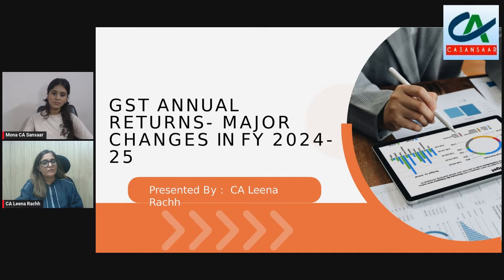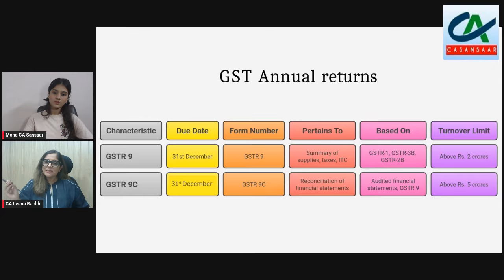Today we will be discussing the major changes in the annual returns for financial year 24-25 onwards. Okay, so all of us know that Section 44 mandates filing of GSTR annual returns in GSTR 9 and 9C. For both these forms, the due date is 31st December, following the end of the financial year to which it pertains.